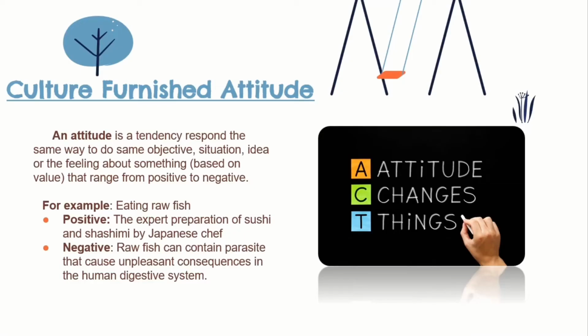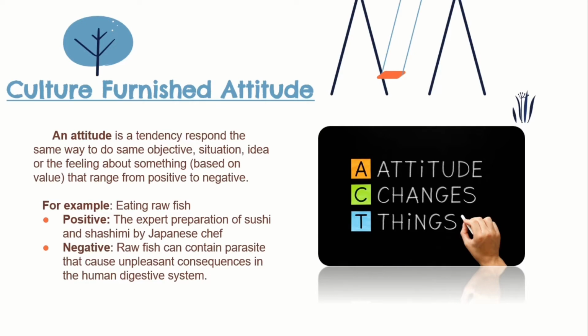Now let's move to culture-furnished attitude. Let's get started with the definition of an attitude. It is a tendency to respond the same way to the same object, situation, idea, or feeling about something. It is based on values that range from positive to negative. I would like to give an example about eating raw fish. From a positive perspective, they state that the expert preparation of sushi and sashimi by a Japanese chef is an expensive dish, or we can say it's a kind of fancy dish.